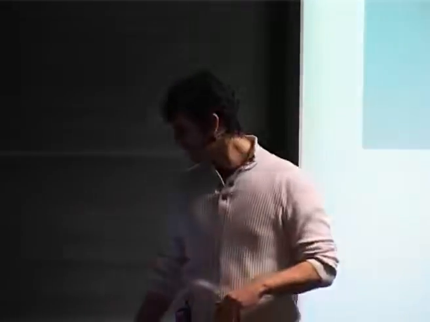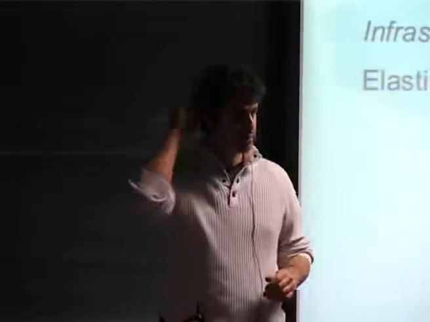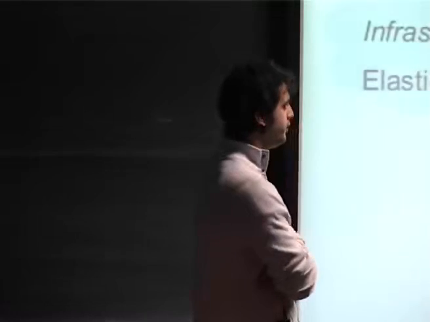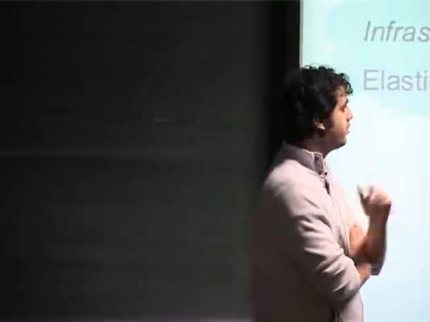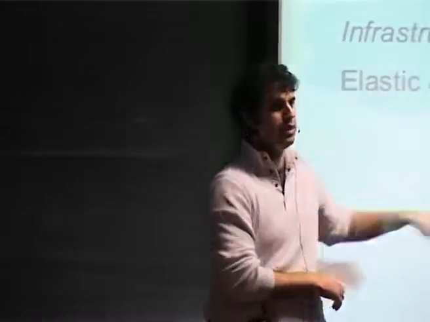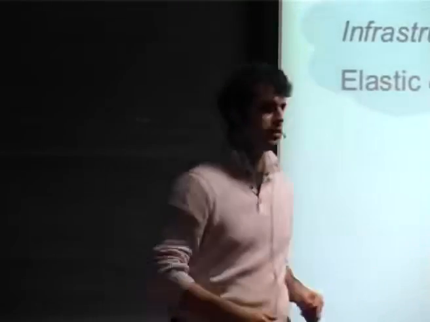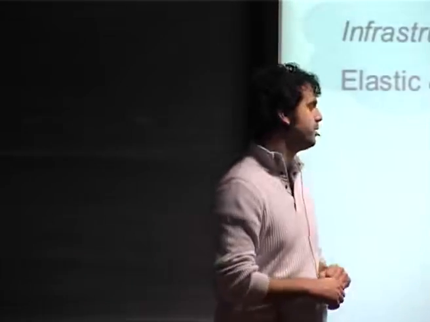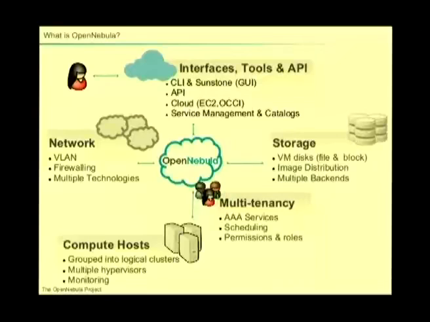So OpenNebula is a cloud management software. If you have a data center, if you have a set of hosts and you want to expose a private cloud or a public cloud, OpenNebula will let you do that. With the private cloud, we expose public interfaces, and we also have support for hybrid computing. That means that we can send virtual machines directly to Amazon. So if you have an application you want to dynamically grow, you can send it to Amazon. OpenNebula does all those things you would expect from a cloud management software.